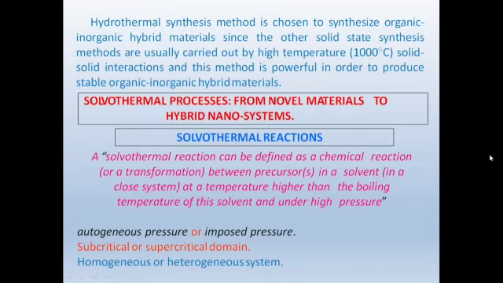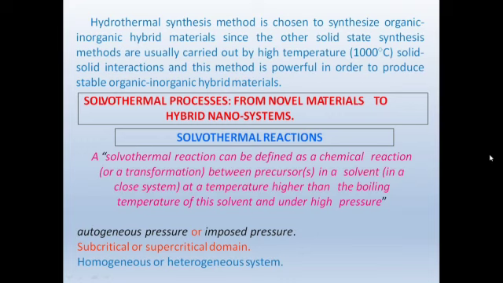Here is the description of hydrothermal synthesis. Hydrothermal synthesis method is chosen to synthesize organic and inorganic hybrid materials, since the other solid state synthesis methods are usually carried out at high temperature, mainly 1000 degrees Celsius solid-solid interactions, and this method is powerful in order to produce stable organic and inorganic hybrid materials. Now, solvothermal processes from novel materials to hybrid nanosystems.